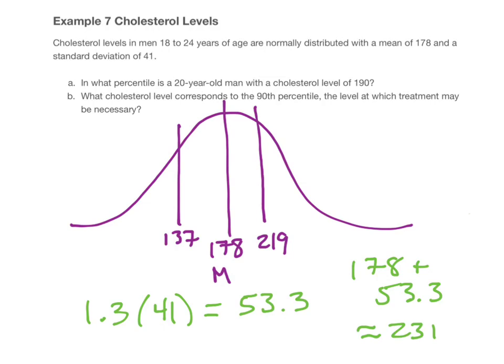So a cholesterol level of 231 up here somewhere means that 90% of men ages 18 to 24 fall below that level. And a cholesterol level of 231 is the level at which treatment may be necessary.